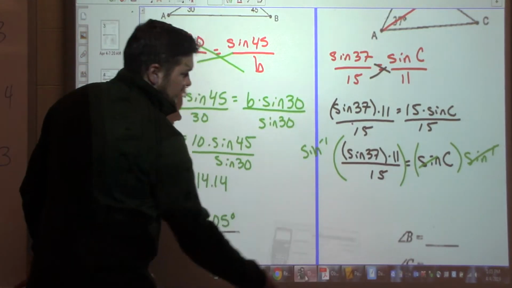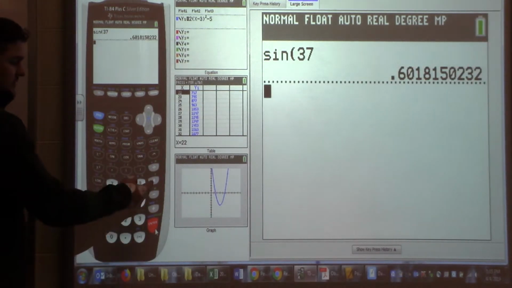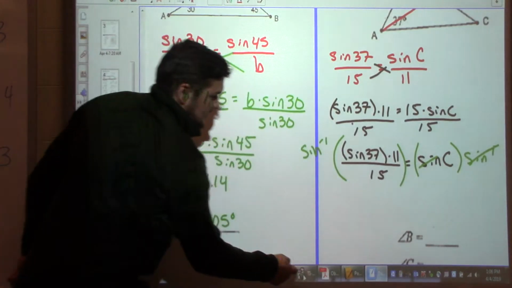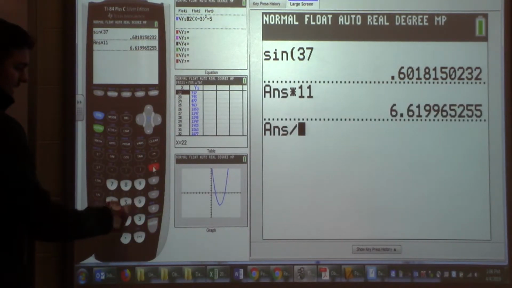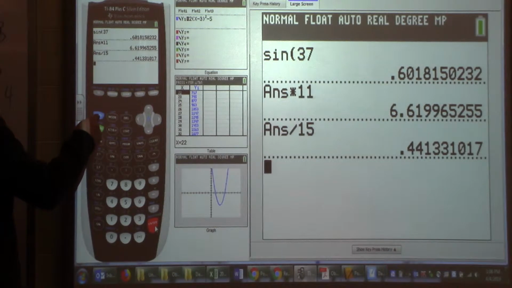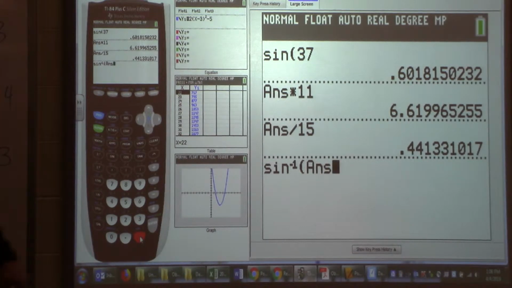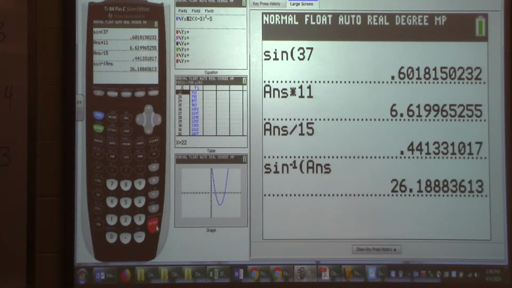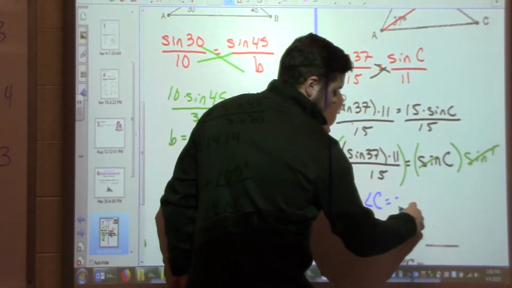So if I was in my calculator, this is just how I would do it. Sine of 37 equals, right, then we have times 11, divided by 15. And then I would do second sine, the inverse sine, and pull that answer. So when I hit enter, I should get my angle, which is going to be what? 26 degrees, right? We're talking about angles, we're going to the nearest whole degree. So angle C is 26 degrees.